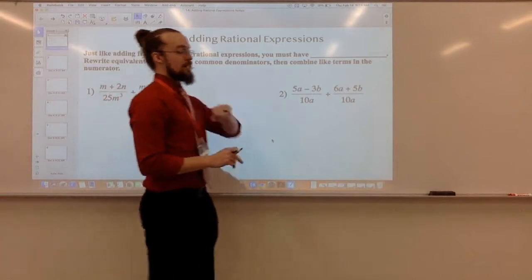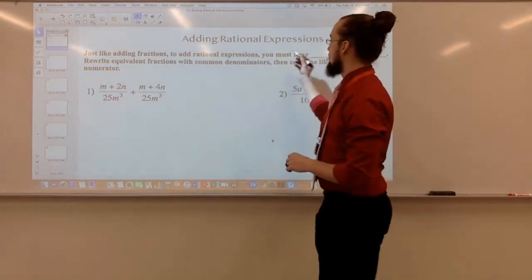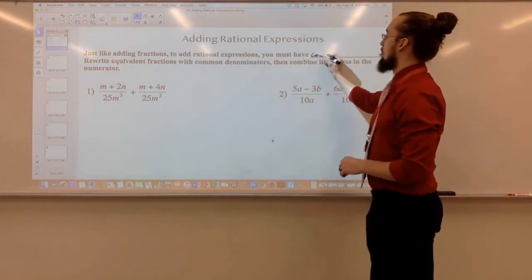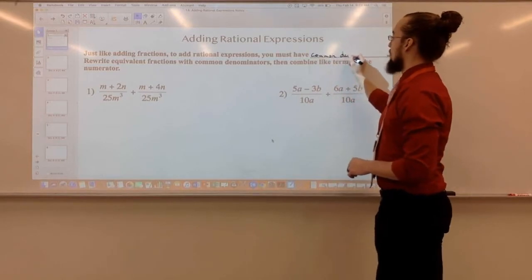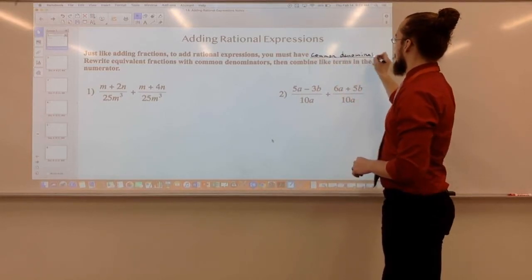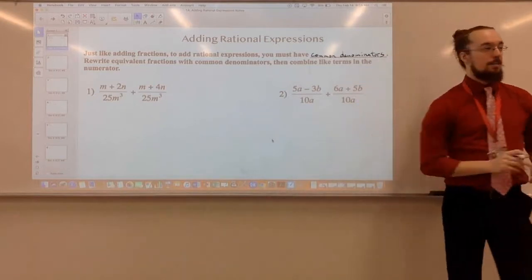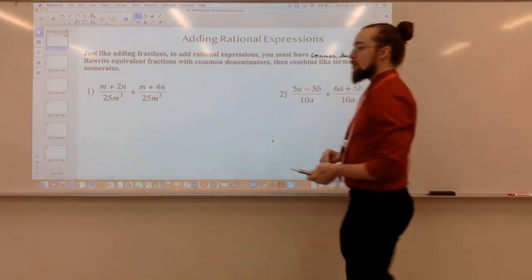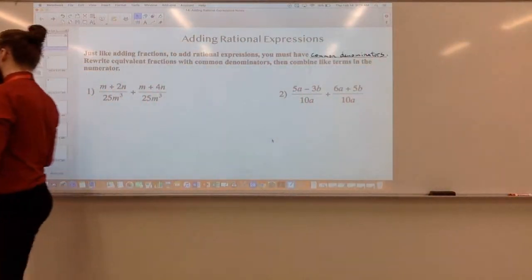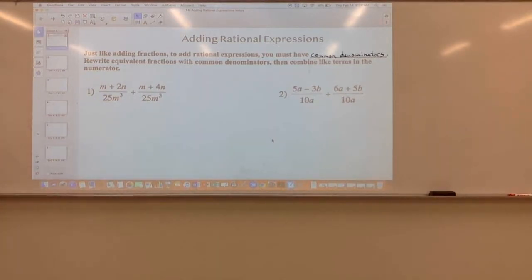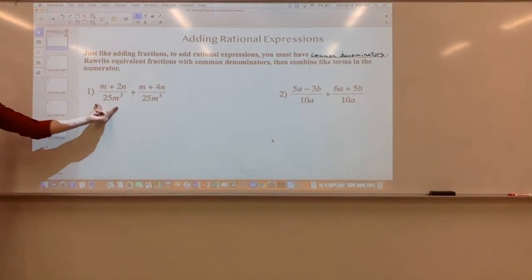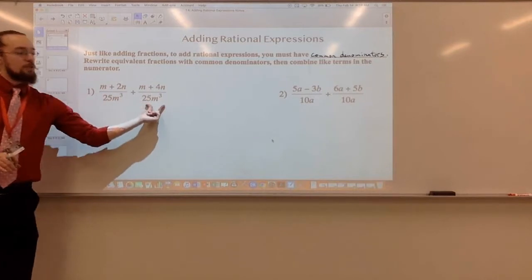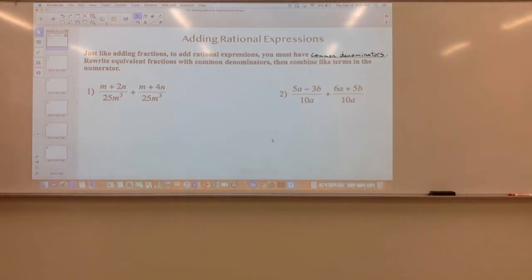Alright, to add fractions together, we need to get common denominators. So, the first thing that we have to do is make sure we have common denominators. On this first example, 25m cubed, 25m cubed, I do already have common denominators.